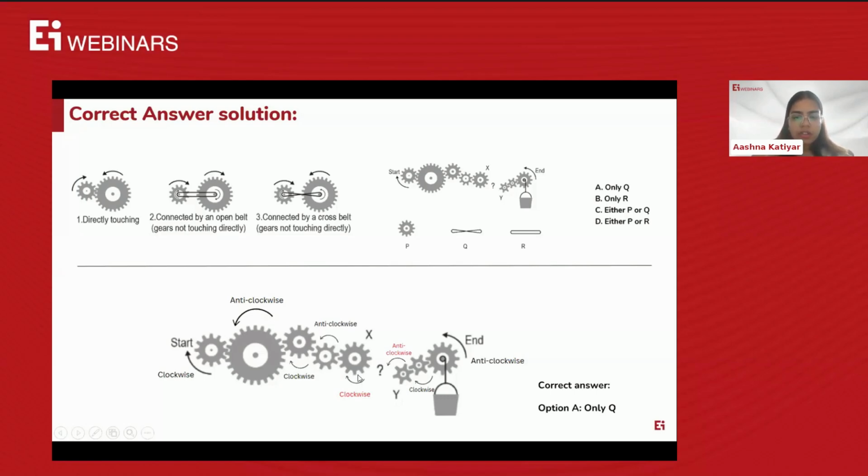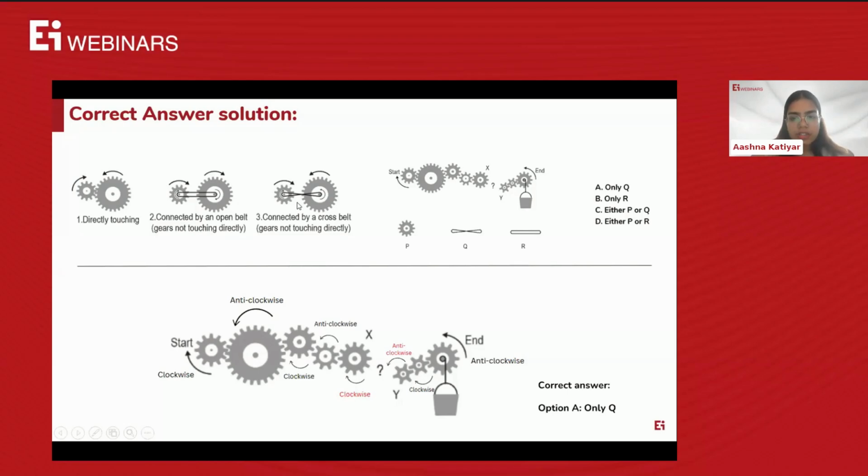So the movement of the X gear is clockwise. Now, if we start from the end position, it is moving in an anti-clockwise direction. So the gear touching it will move in a clockwise direction, and the gear adjacent to it will move in an anti-clockwise direction. So we see that X and Y are moving in opposite directions and they are not touching each other.